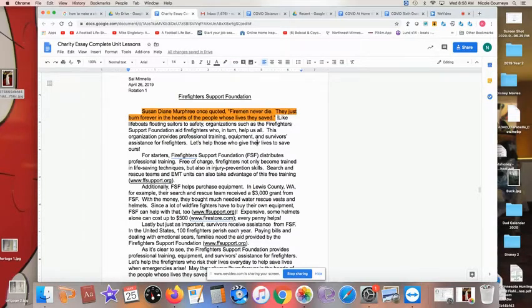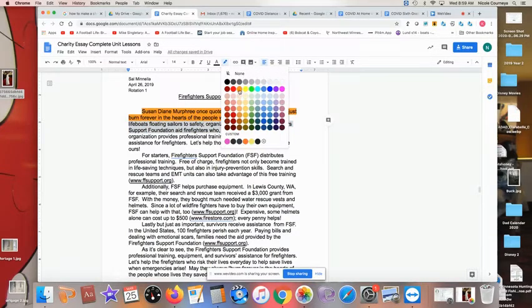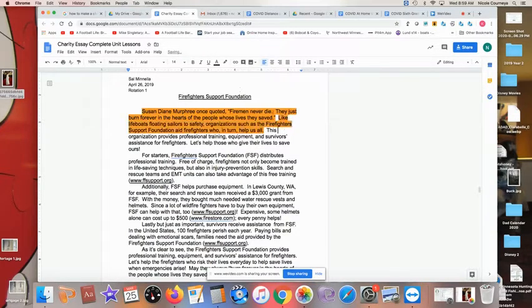Okay, now this is a unique one that I haven't mentioned yet, where it says, like lifeboats floating sailors to safety. What is that? You're right, it's a simile. And in this case, they're using that simile as an attention getter too. So I could probably highlight all the way to here just because that's a full sentence. Okay, now if you hadn't done that second one, that's okay. That first one was definitely a really good one to highlight.